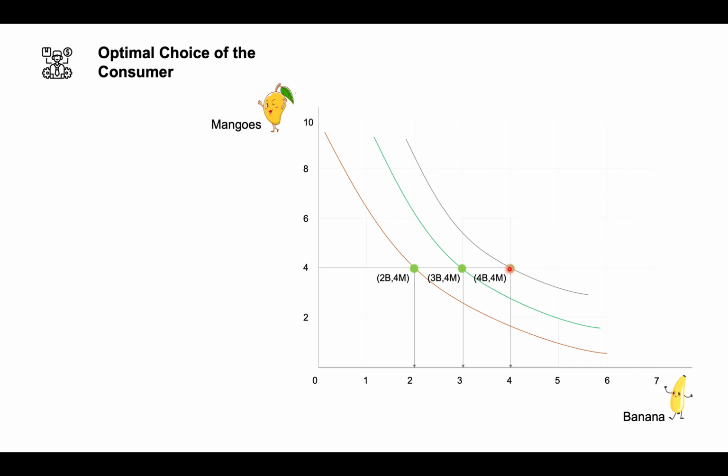But we are forgetting one thing. What is that? We are forgetting the budget line. Now, this point is beyond the budget line. So the consumer doesn't choose this one because it is beyond the budget line. Now let's come to this. What about this point? Will this be an optimal choice of the consumer? No, because the consumer can still get more, since this point is also affordable. So since he can get more, the consumer's optimum choice will be this point, which is 3 bananas, 4 mangoes.